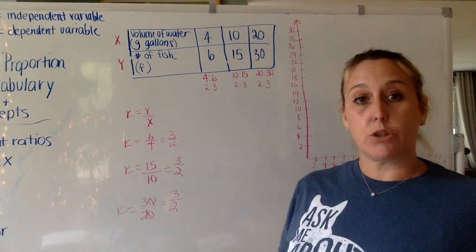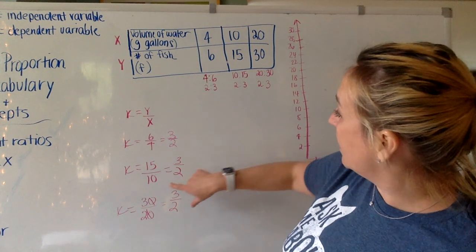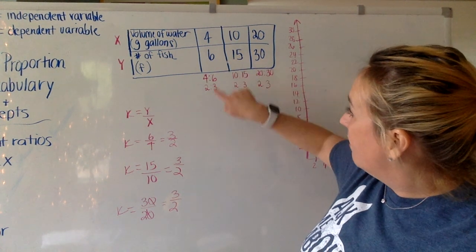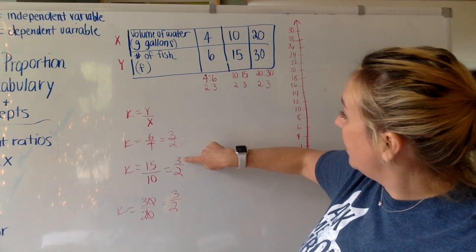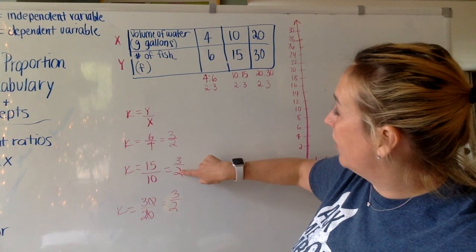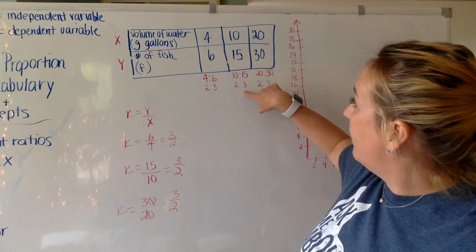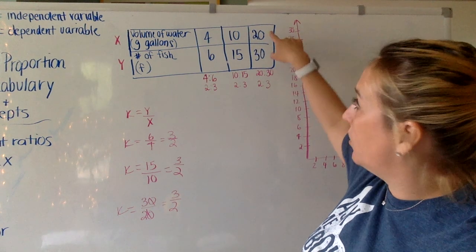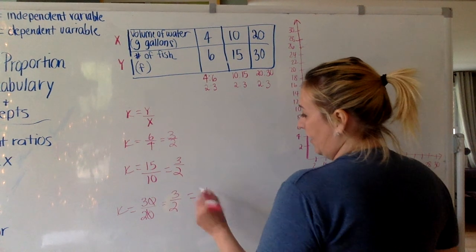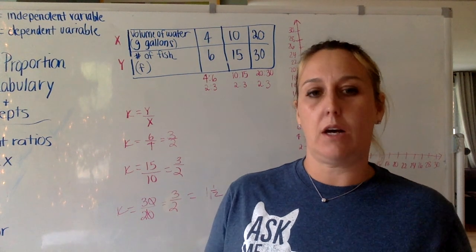So what does 3 over 2 represent? Because we did our y over x, it is saying that for every 3 fish, we need 2 gallons of water. For every 3 fish, 2 gallons of water. Now, obviously, you might say, oh, well, that can be reduced to 1.5. But it isn't like, oh, it's 1.5 fish is our answer. That's not what it's saying.